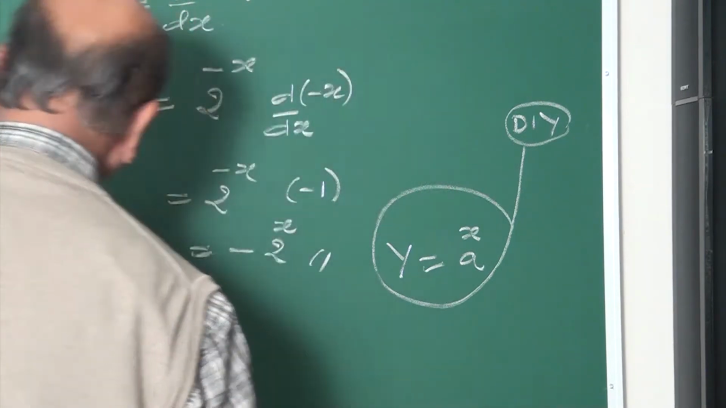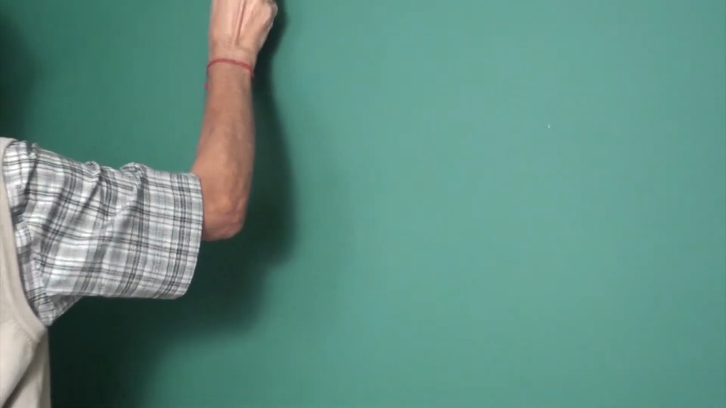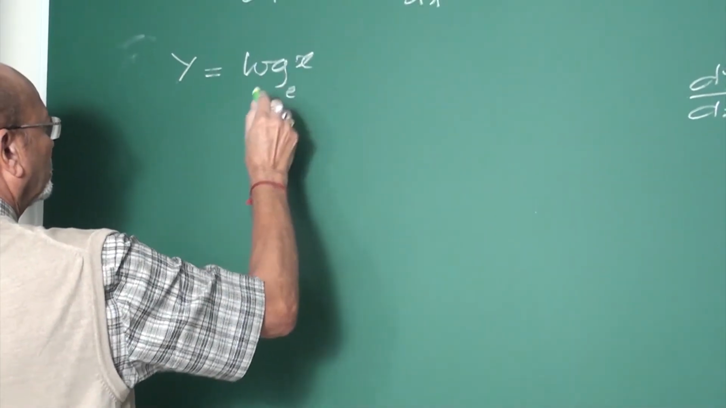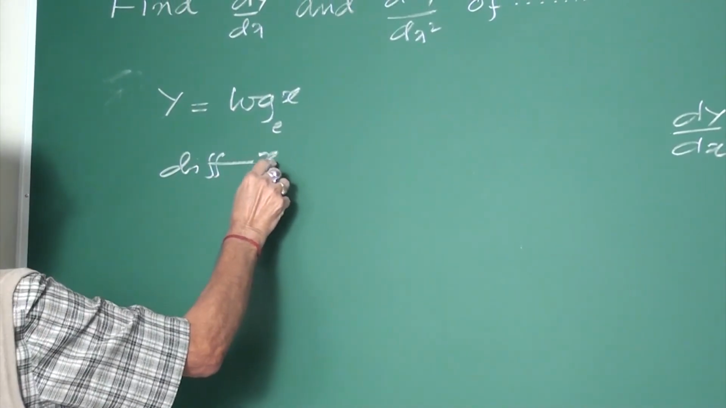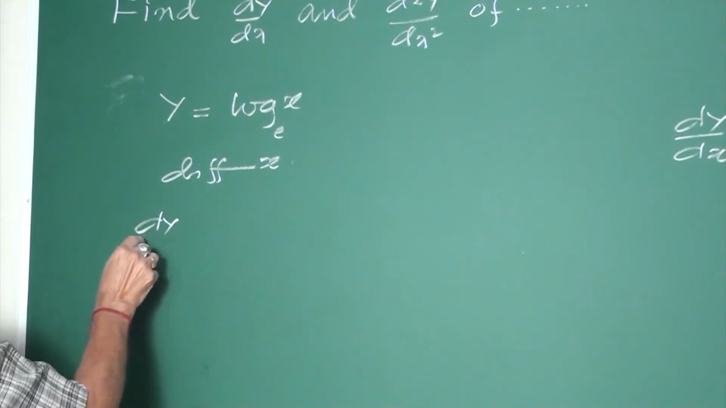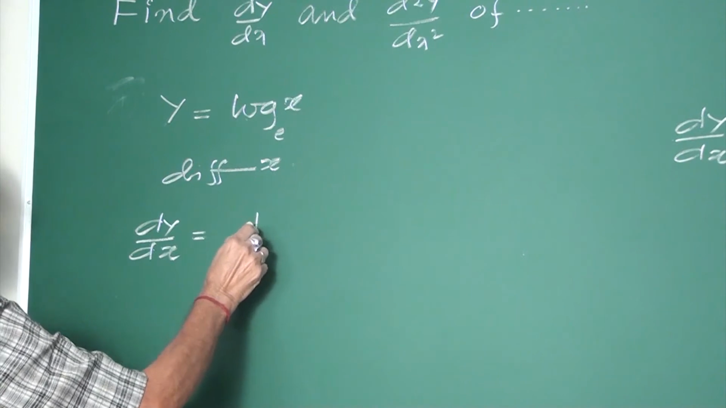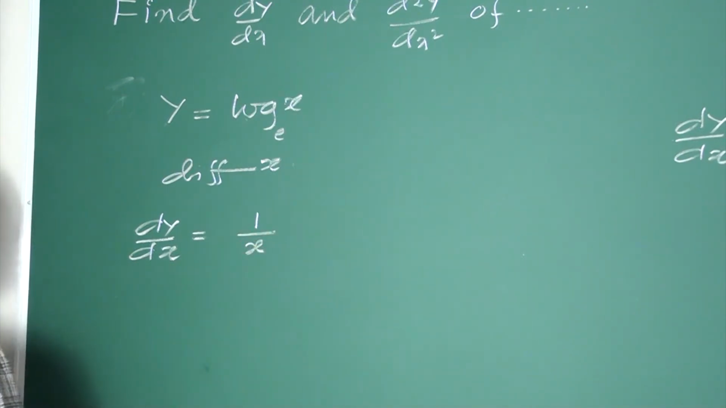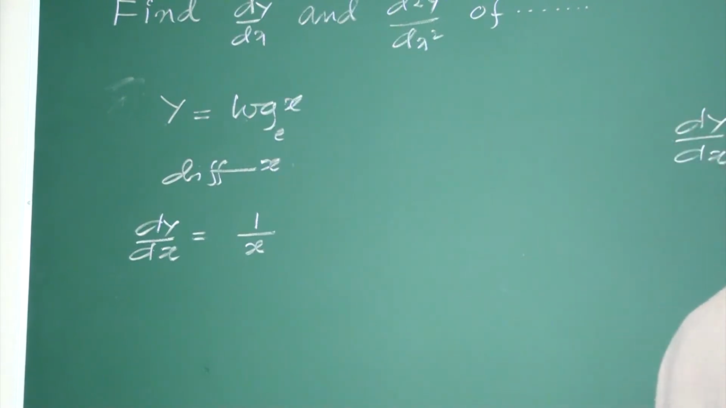Next one. y equal to log x to the base e. Differentiate with respect to x. All these steps are not needed, write directly: dy by dx equal to derivative of log x, which is 1 by x. Derivative of log is 1 by x.